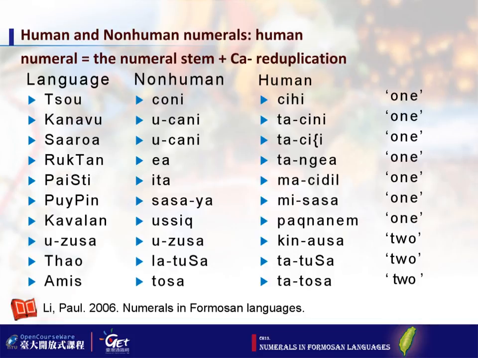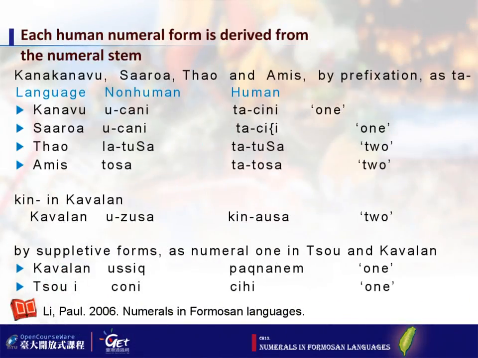For example, you have this Gavalang. Gavalang is in Yilan. Okay, and Tao, that's in Orchid Island. And Amis in Taitung, that's the first singer. The first singer is Puyuma. Okay, Amis. And each human numeral form is derived from the numeral system. So in Kanakanavu, some are in Kaohsiung. Okay, in Kaohsiung, that's in the south of Taiwan, south of Jiayi.